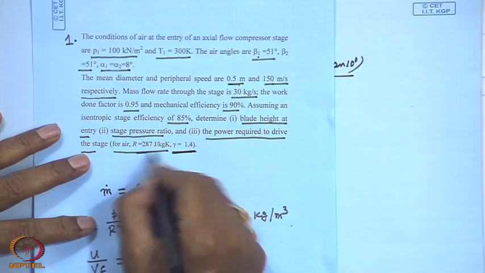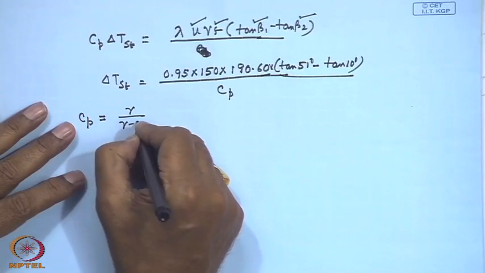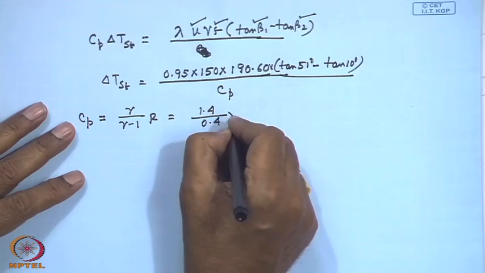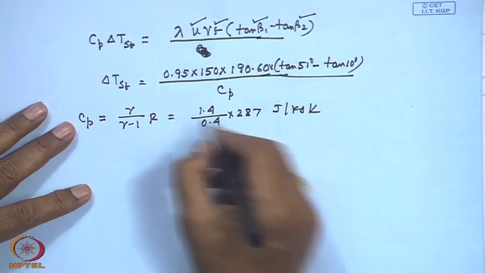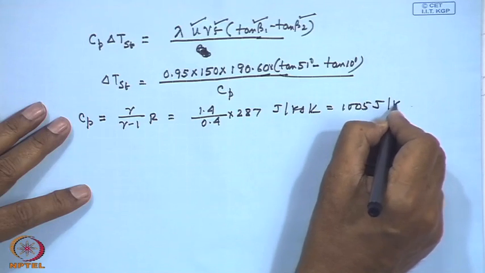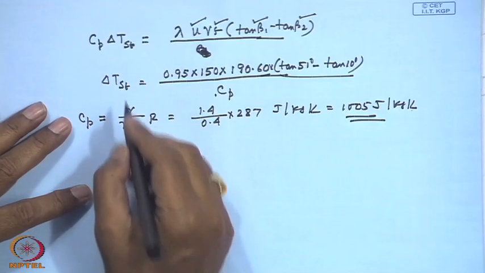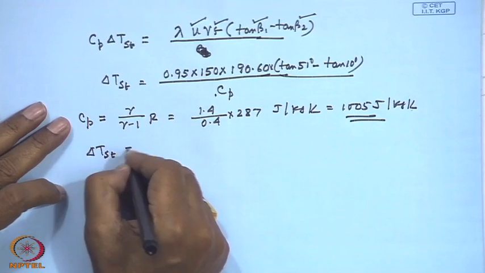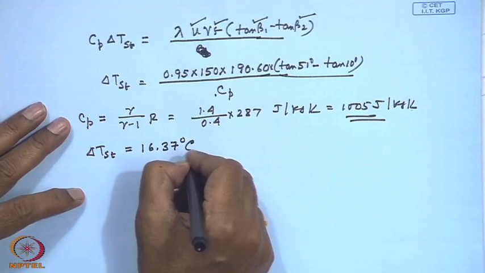In this problem, gamma and the characteristic gas constant are given. Cp can be found out as gamma by gamma minus 1, that means 1.4 divided by 0.4 into 287, in joule per kg. If you find out Cp, it will be 1005 joule per kg. This is the standard value of Cp for air. Then you can find out delta Tst, and if you calculate it, I tell you the value: 16.37 degrees Celsius.